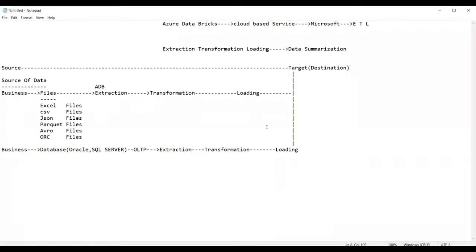Okay, now next one. Apart from getting the data from the businesses into the databases or into the files, we can also get the data in another way. From the business only, because we are all working for business, we get business data only. So we get the data in the form of live streaming data.